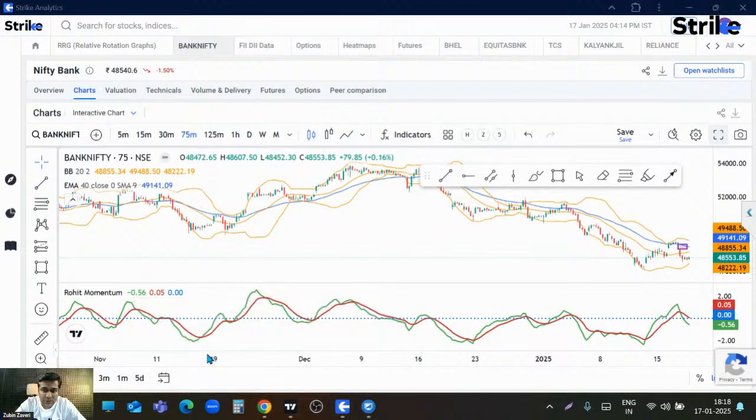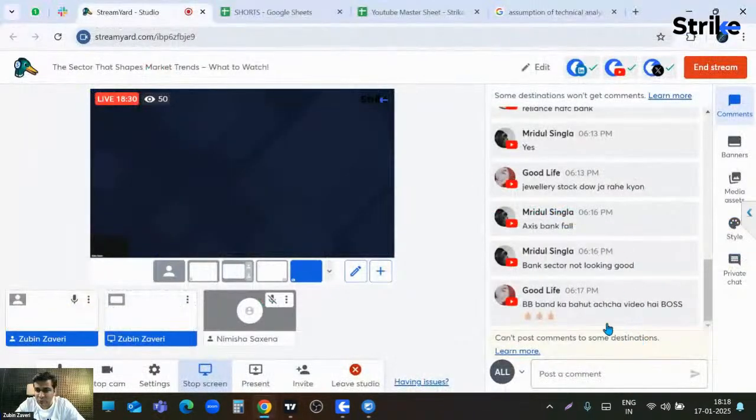Okay. So any other questions that have come up over here? Let me check. Bank sector not looking good, yes, absolutely, Mridulji. Bank sector not looking good.